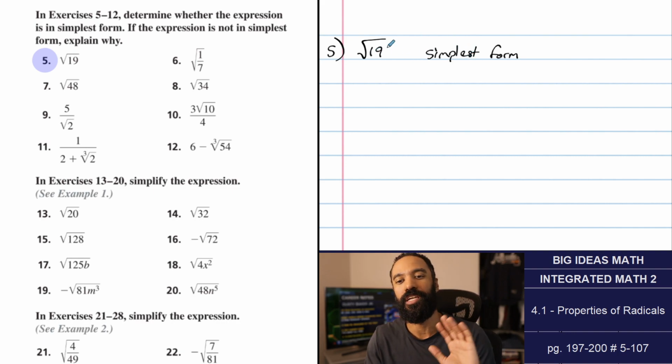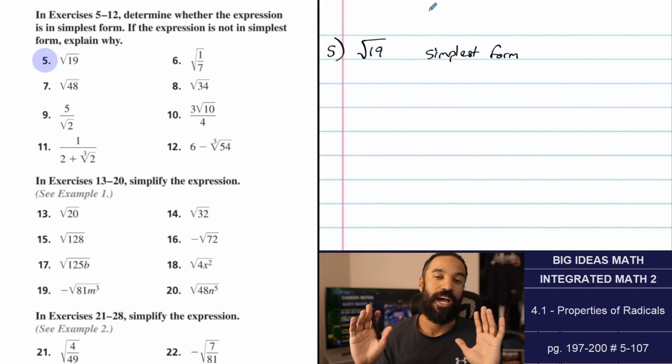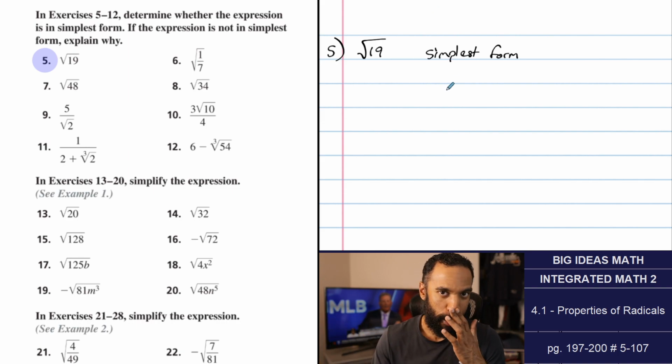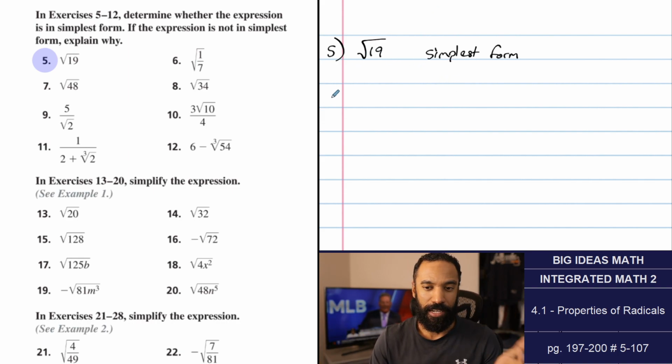This is simplest form. Here's the concept. 19 doesn't have any perfect square factors, and it's a prime number. It's not only a prime number, it doesn't have any perfect square factors in it. If I'm taking a square root of something, I need to find perfect square factors of it. That's not the case here.